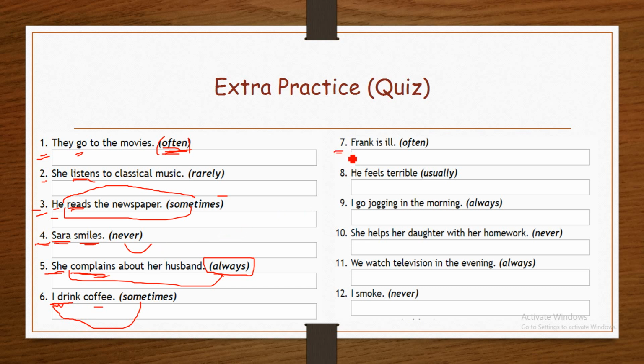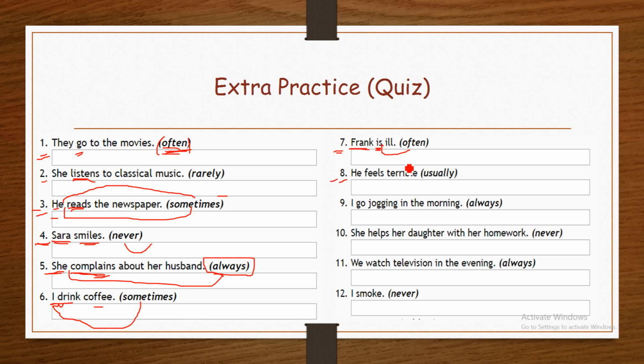Number seven. Frank is ill. Frank is the subject. Is, what is this? It is verb to be. We said when we have verb to be, subject plus verb to be plus adverb of frequency. Therefore, Frank is often ill.